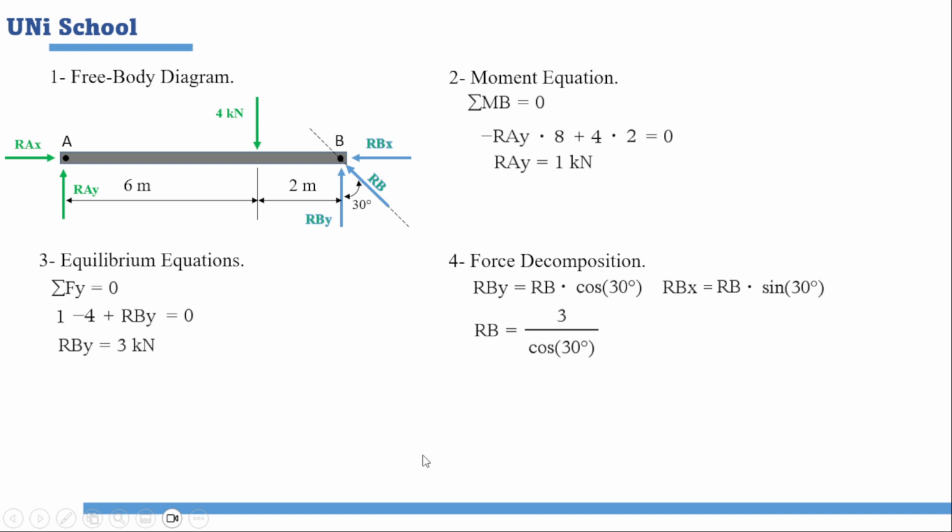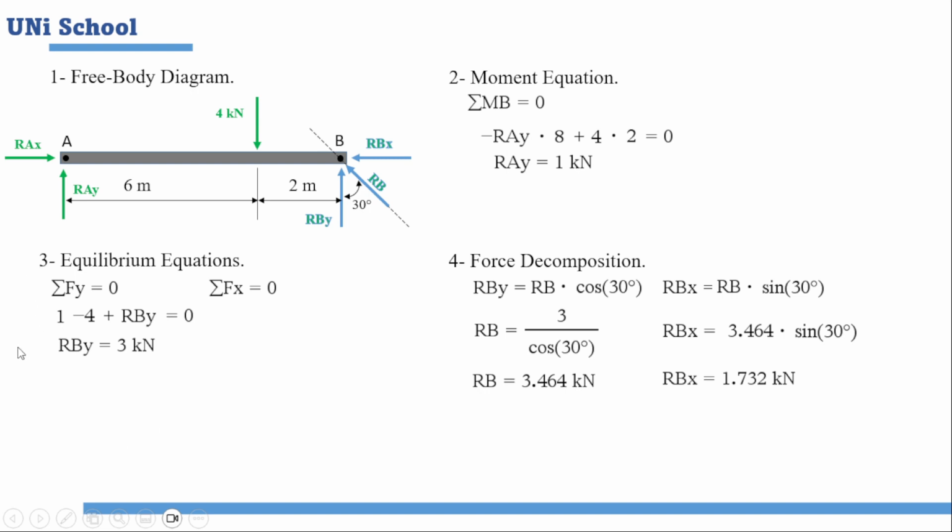We can now solve the equations. RB is equal to 3 divided by the cosine of 30 degrees. So we have RB is equal to 0.464 kilonewtons. For RBX, since we already know the value of RB, we substitute it into the equation to find RBX is equal to 1.732 kilonewtons.